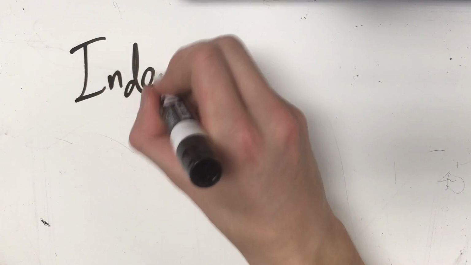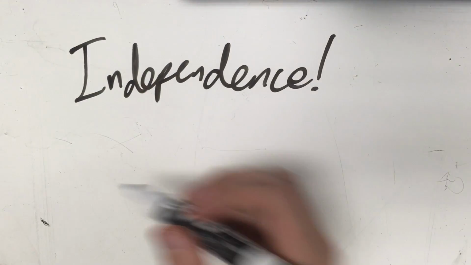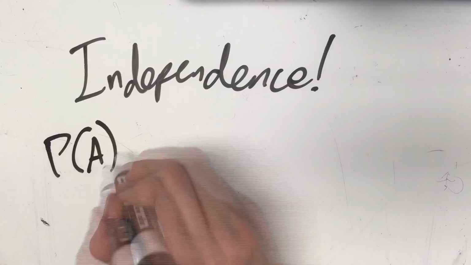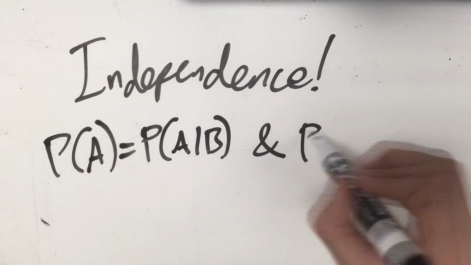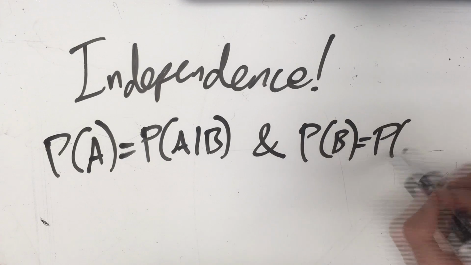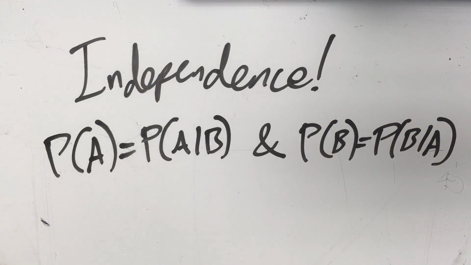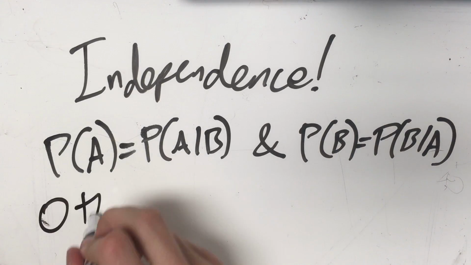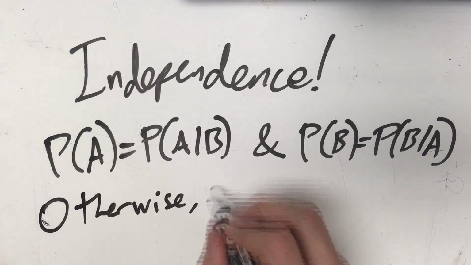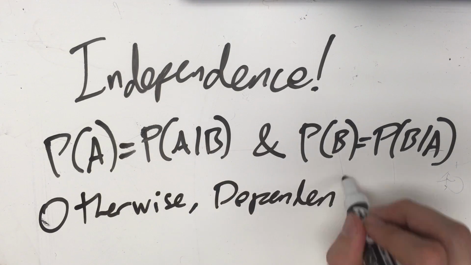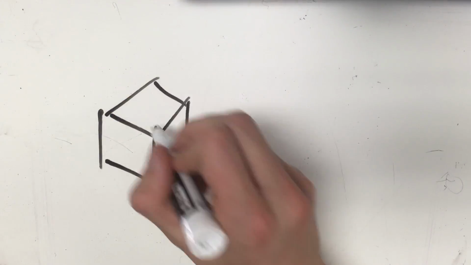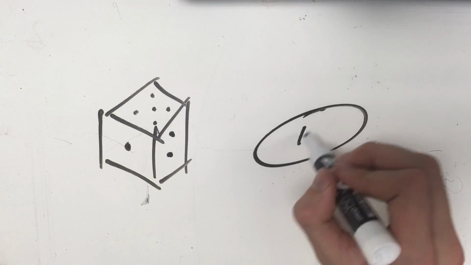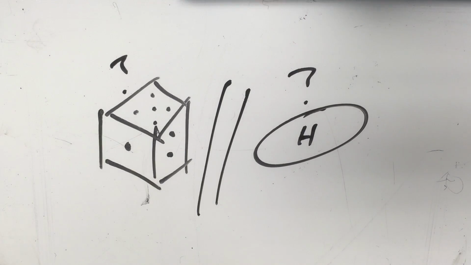Next, we will talk about independence and dependence in probability. If a probability is independent of another probability, their outcomes will have no effect on one another. If A and B are independent events, then the probability of A given B equals the probability of A, and the probability of B given A equals the probability of B. If this is not true, A and B are dependent. An example would be rolling a die and flipping a coin. Knowing the outcome of one won't help you predict the outcome of the other.